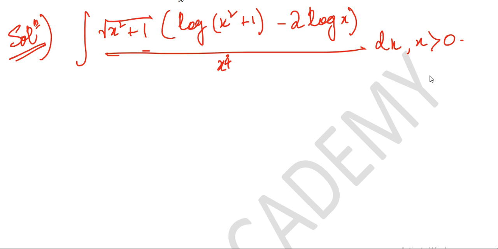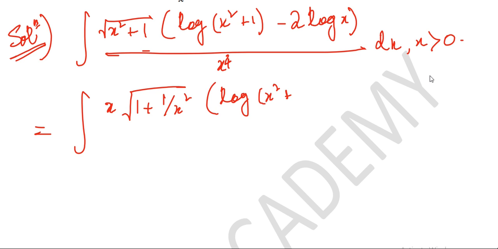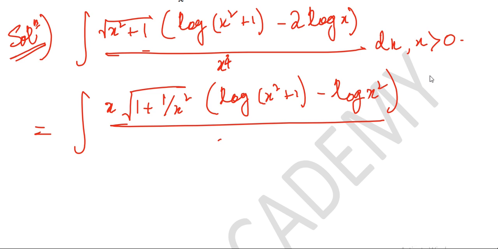Now let's see. Take an x common from here. What happens if we take an x common? If we take an x outside of this root, this will be x, and this is 1 plus 1 by x square, and this is log of x square plus 1 minus, now this can be written as log of x square. 2 log x is also log of x square, the same thing, and x to the power 4 dx.